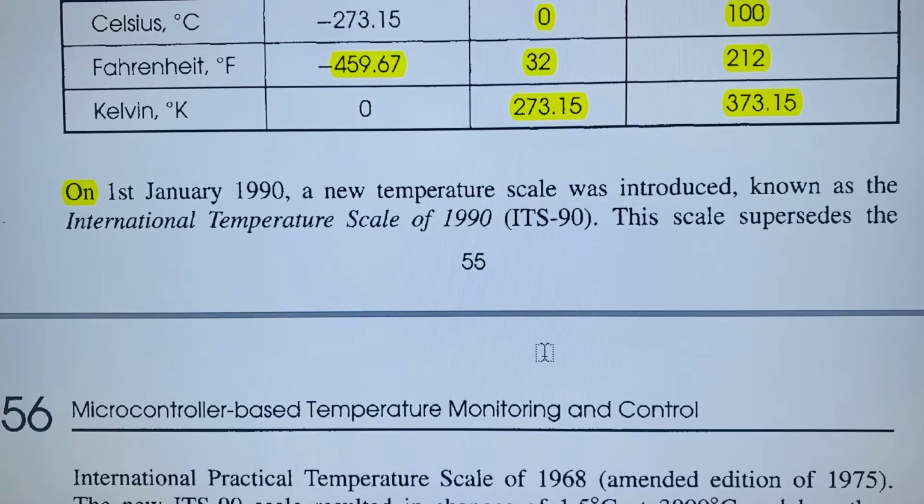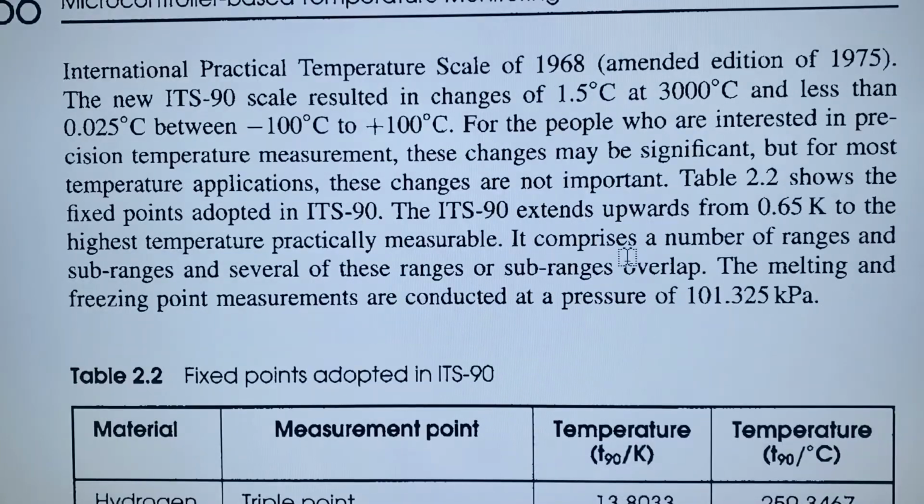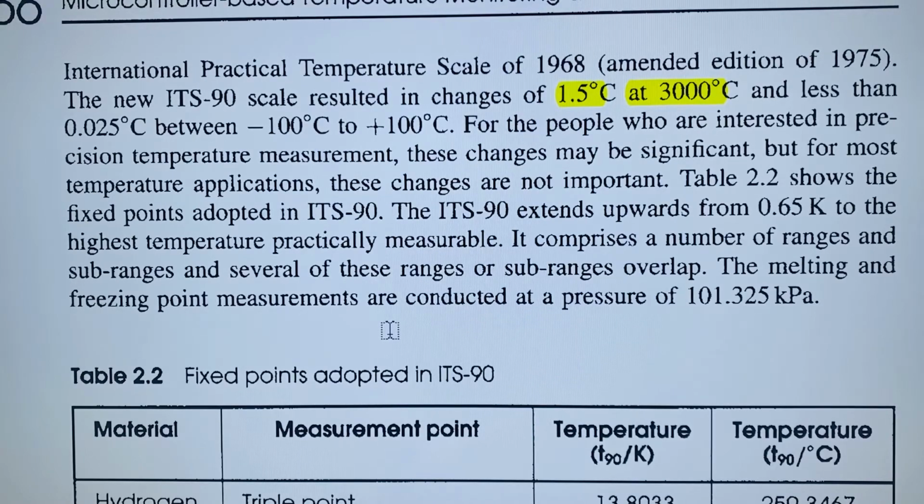Okay, on January 1st, 1990, a new temperature scale was introduced known as the ITS 90, the International Temperature Scale. So this scale supersedes the International Practical Temperature Scale of 1968. Okay, so the ITS 90 resulted in changes of 1.5 Celsius at 3000 Celsius. So this is why because now we have better equipment and with more accurate equipment to take those measurements.